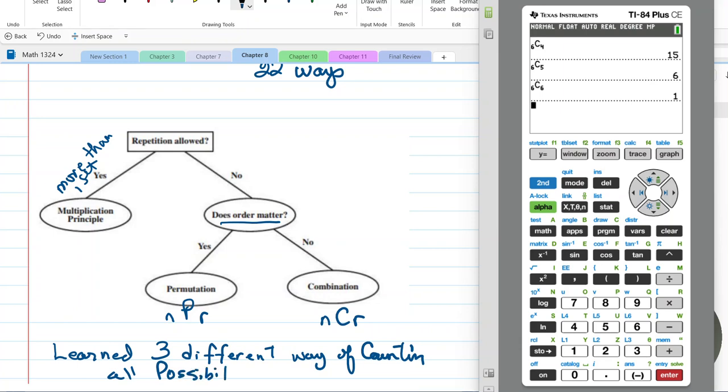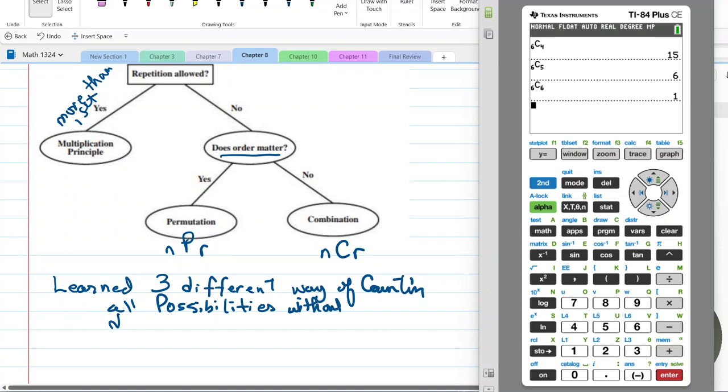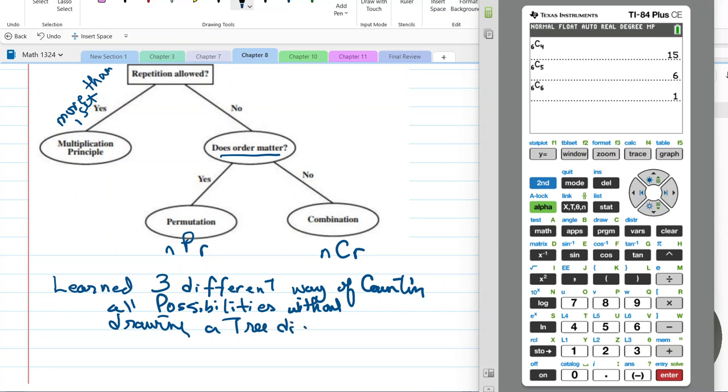And this was without drawing a tree diagram. Very helpful, isn't it? If we drew a tree diagram for everything, we'd go a little bit crazy.